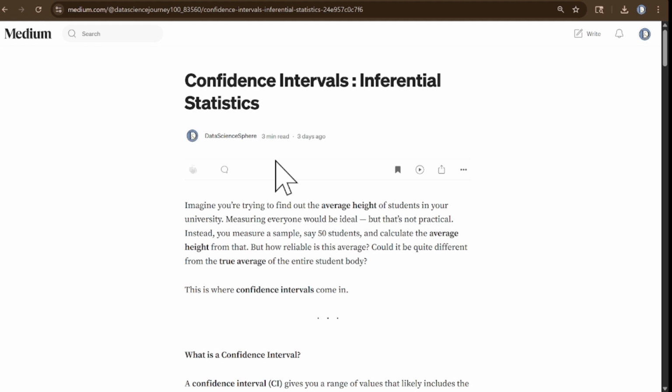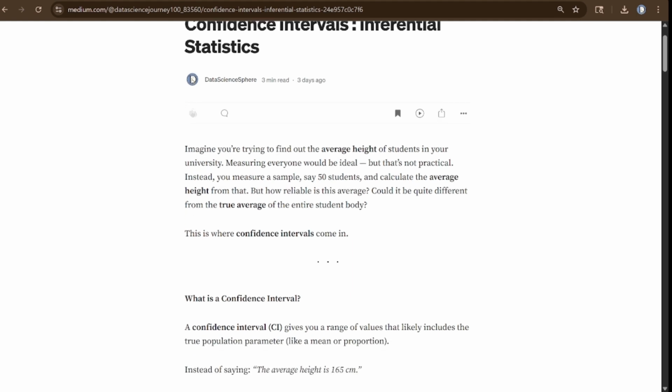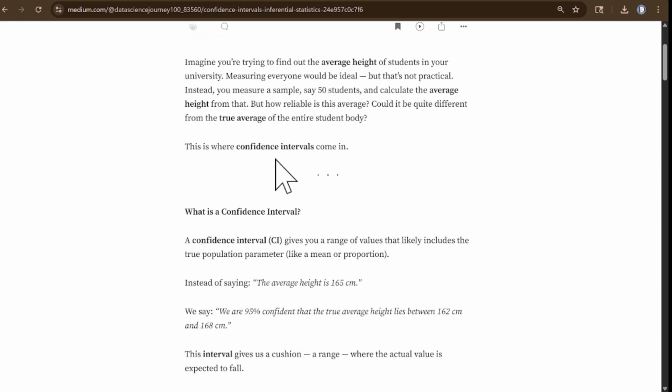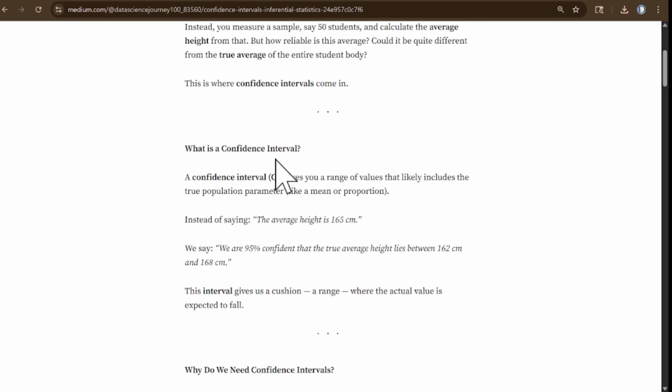First, understand what is confidence interval. See, if you want to find the average height of students in your university, you cannot measure everyone. So what you do, you take a sample of 50 students. Then you calculate the average. But it may be quite different from the true average, right? So instead of taking a single digit, you are taking a range of values. That is what is confidence interval.